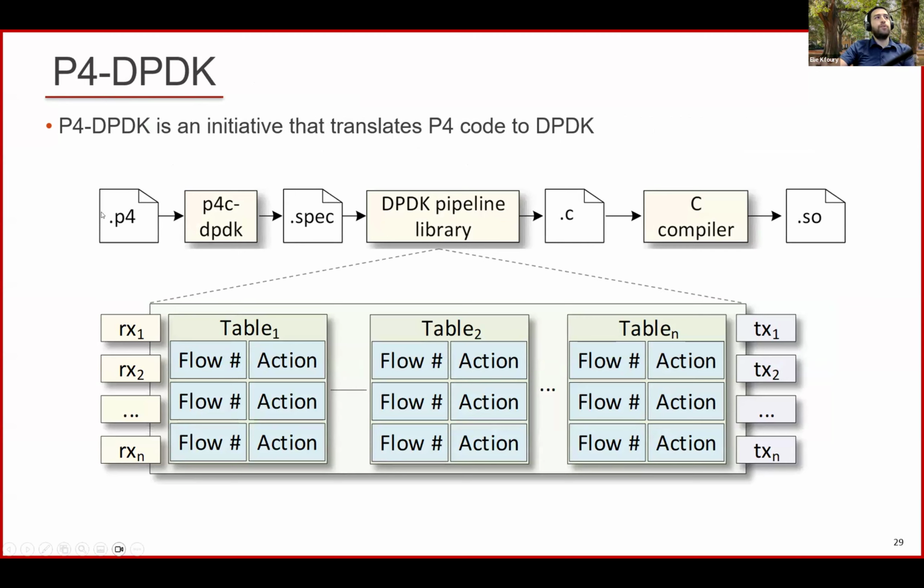So you have a P4 program, right? We want to load that P4 program into a CPU target. I'm not running it on a switch with an ASIC or an FPGA or anything like that. I just want to run it on the general purpose CPU. And you would pass that P4 program to a compiler, P4C compiler, using the DPDK backend. So this compiler with the DPDK backend will generate a specification file, .spec file.